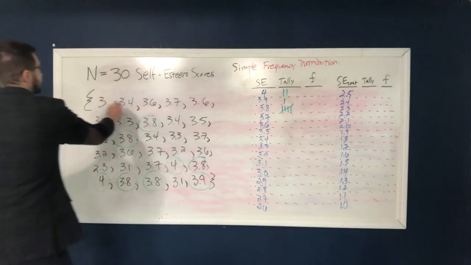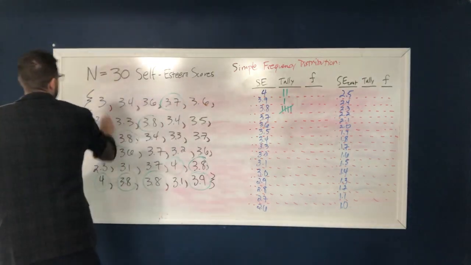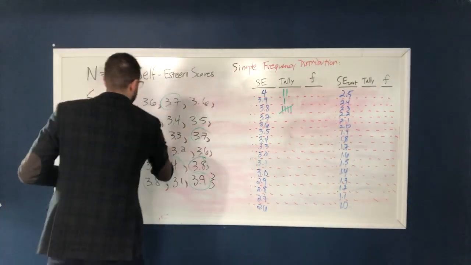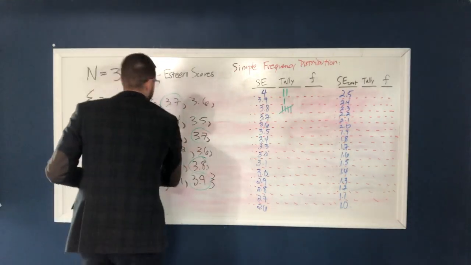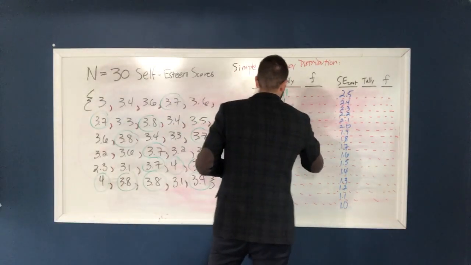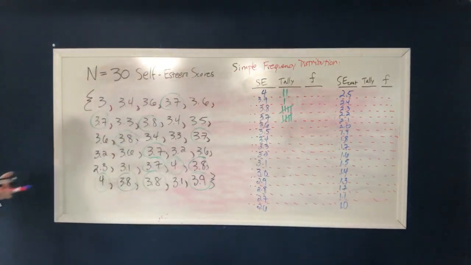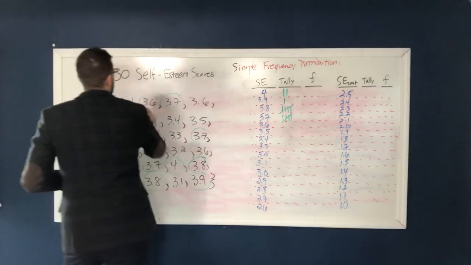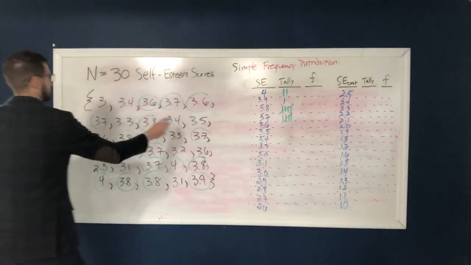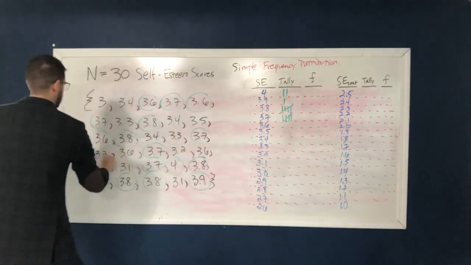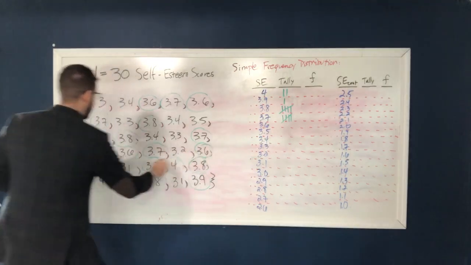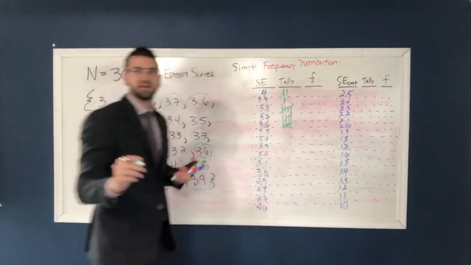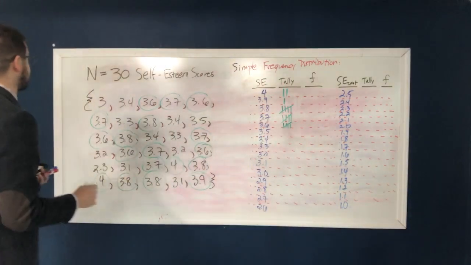What about 3.7? I see 1, 2, 3, 4, 5. So once again, I have 5 3.7s. What about 3.6? Let's take a look. 1, 2, 3, 4, 5. I have 5 3.6s.